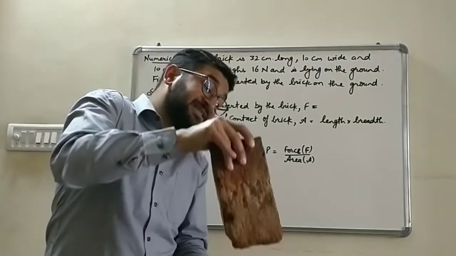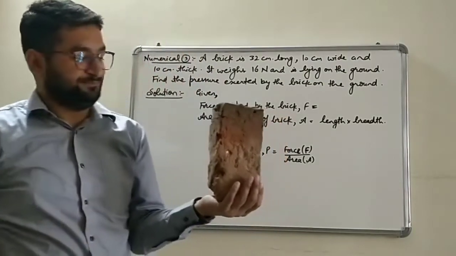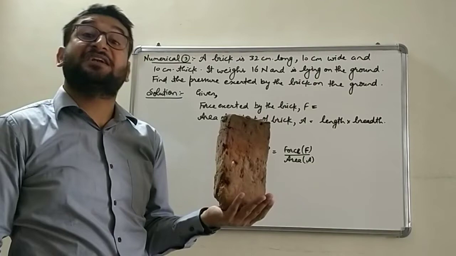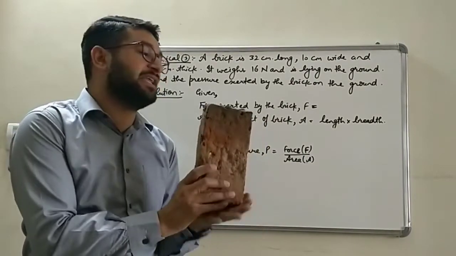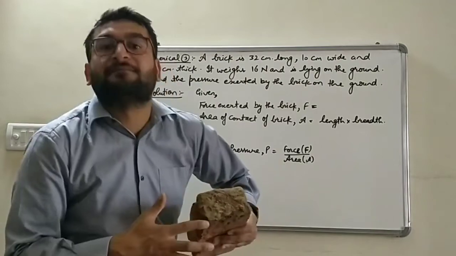The second is the brick is standing on the ground. Then the area of contact is less, beta. If the brick is standing, then the area of contact will be less. Then the area of contact would be 10 multiply 10.